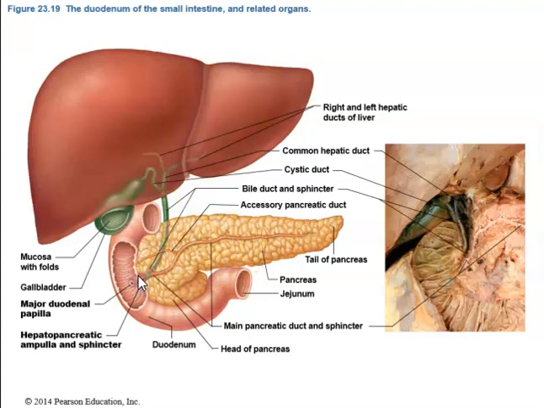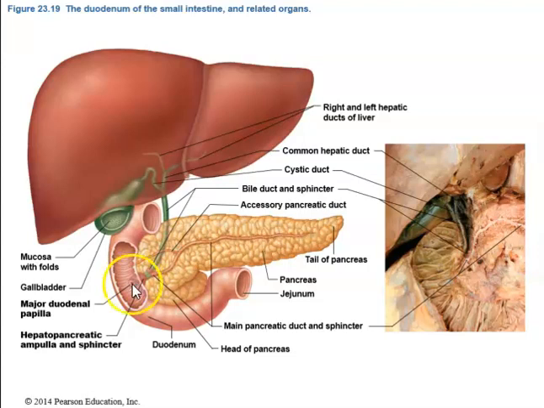It will form this little dilation right here called the ampulla of Vater, and there's a sphincter that surrounds it called the hepatopancreatic sphincter. The ampulla of Vater is also known as the hepatopancreatic ampulla. So the secretions coming from the gallbladder, the liver, and the pancreas will then go through the major duodenal papilla, or the papilla of Vater. Again, if you look at this grossly, this little papilla actually looks like a pimple-like structure.